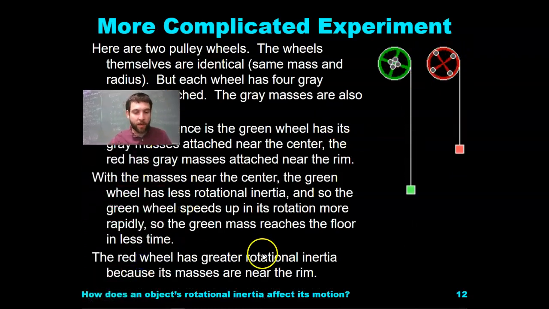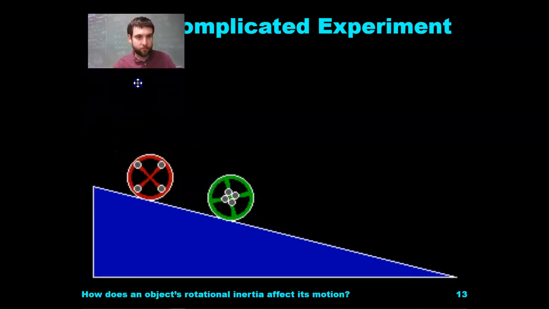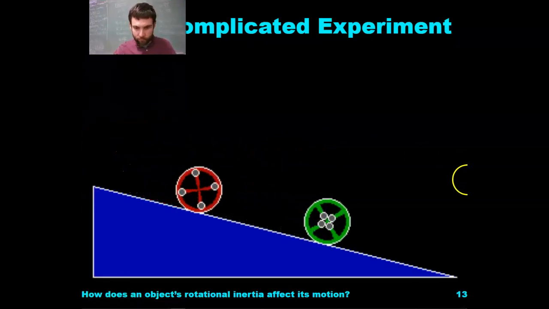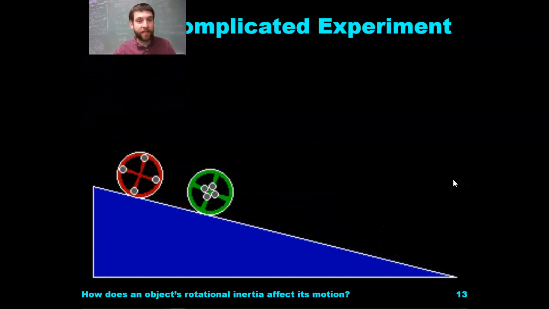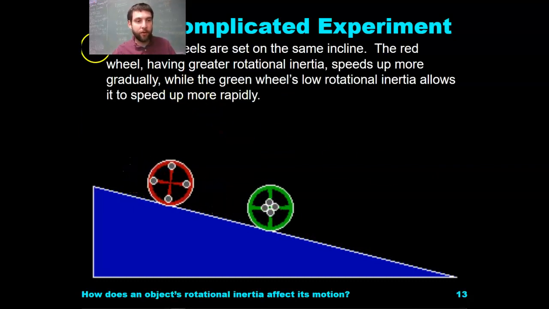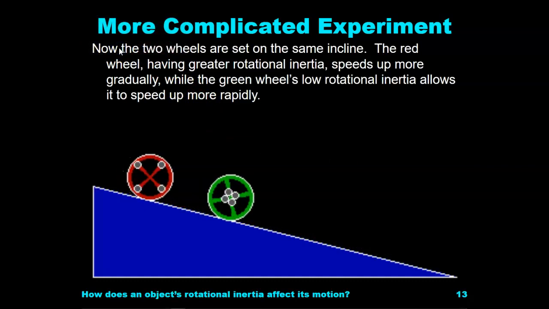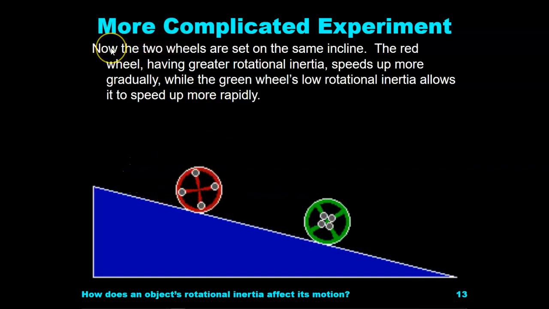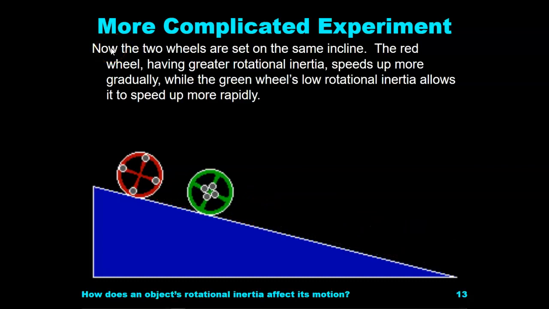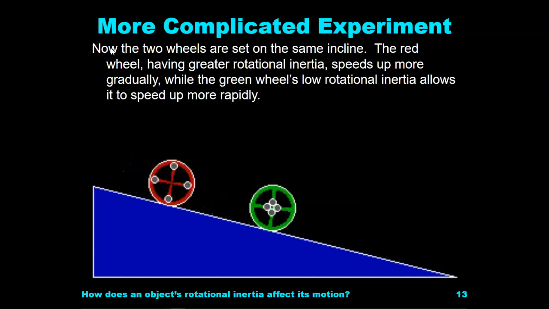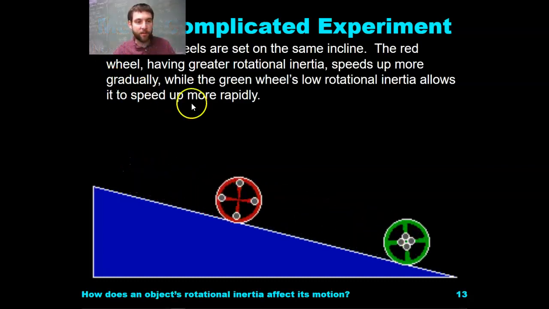Red wheel has a greater rotational inertia because its masses are near the rim. Put it on a ramp, same thing happens. Now the two wheels are set on the same incline. The red wheel, having greater rotational inertia, speeds up more gradually, while the green wheel's low rotational inertia allows it to speed up more rapidly.